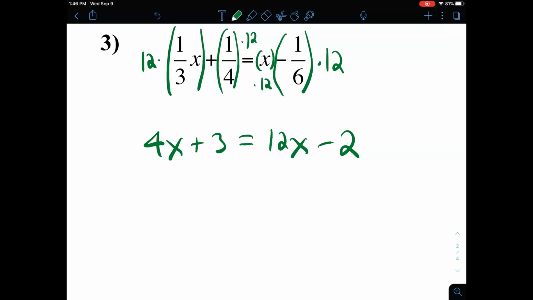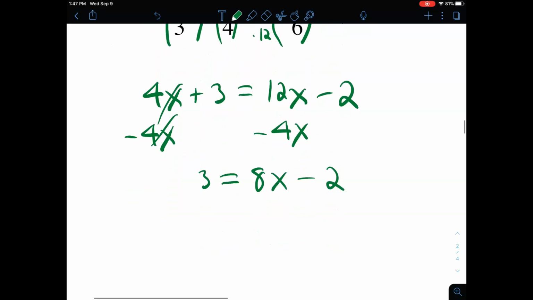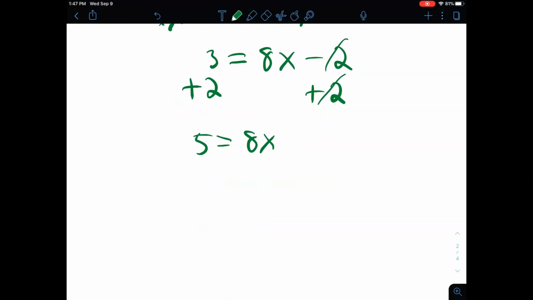All right, let's move the 4x this time. How do we move the 4x to the right-hand side? Going to subtract 4x. So we get 3 equals 12x minus 4x is going to be 8x minus 2. Now we're going to divide by 8 or add 2. We're going to add 2. We take care of addition and subtraction first. So we get 5 equals 8x.